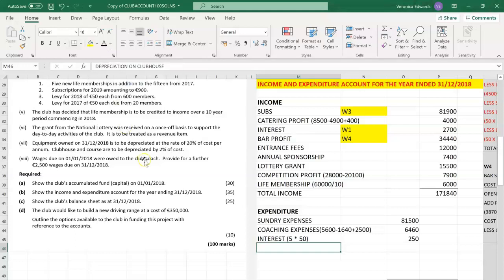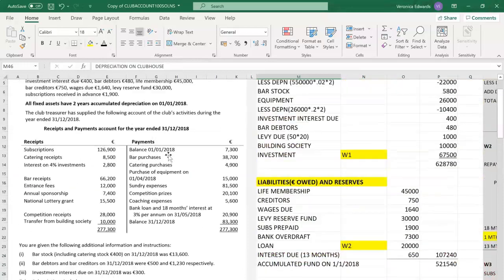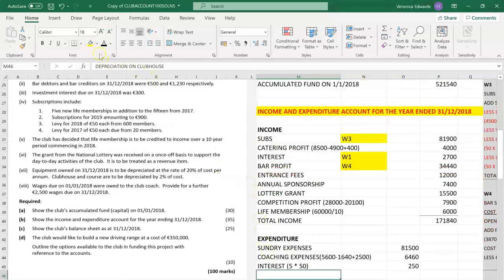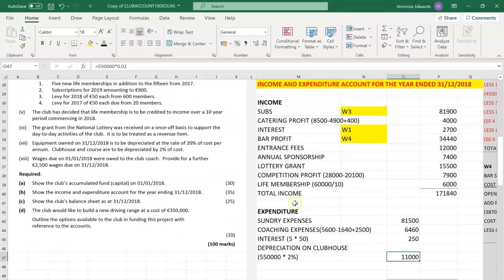So we'll start with maybe the clubhouse and course. It's depreciated at 2% per annum. So that would be 2% of 550,000. So we'll work that out and put that in here as the depreciation figure. 2% of 550,000 gives you 11,000.